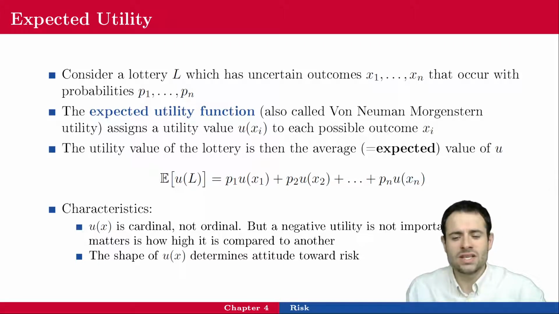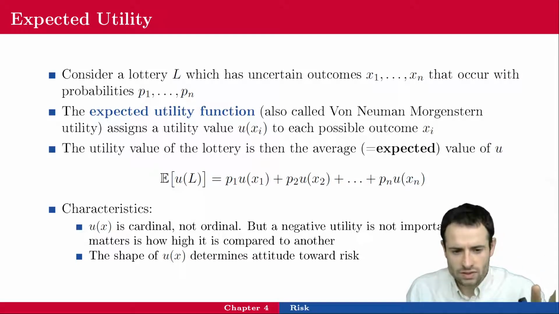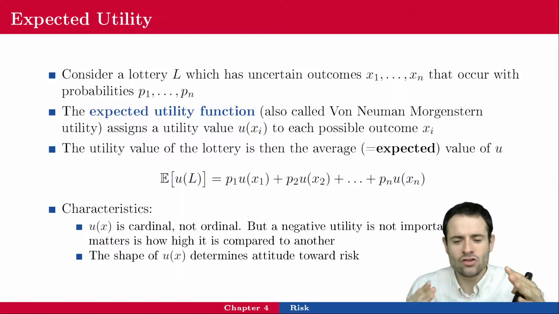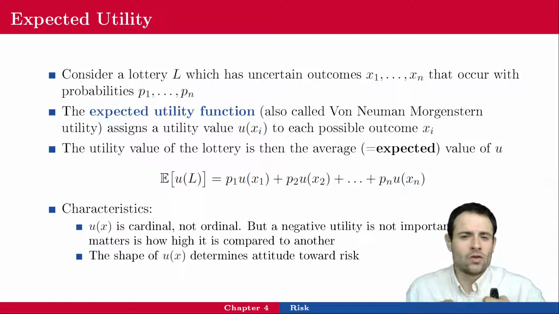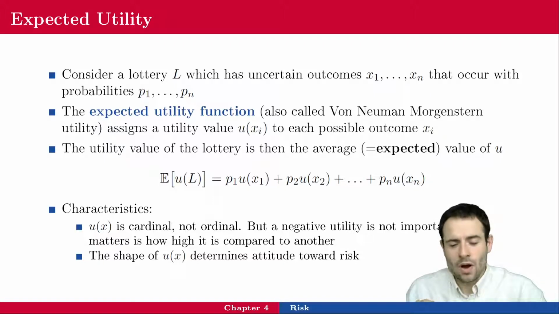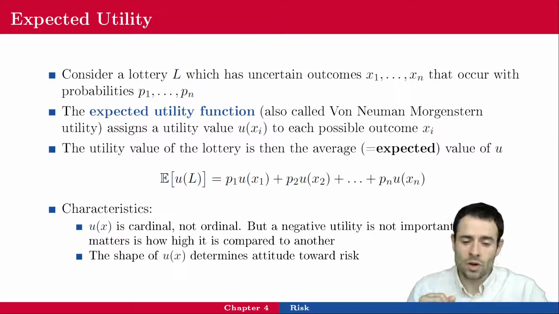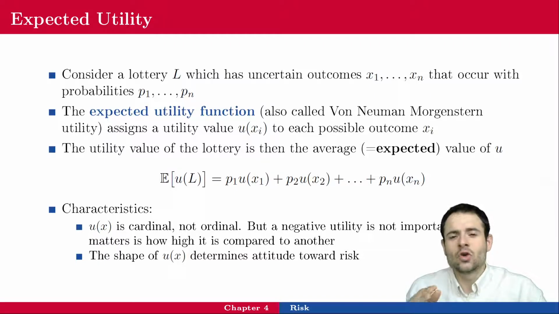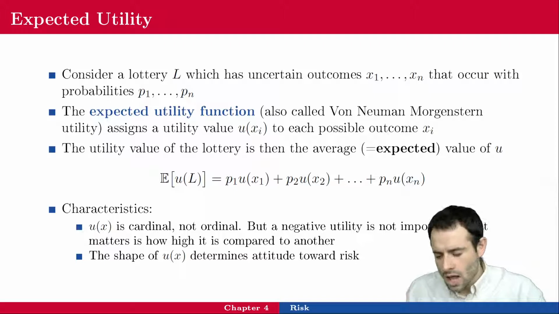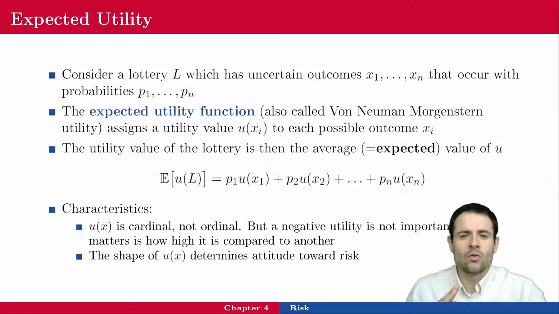Note that a negative utility is not important. What matters is how high a utility is compared to another. If the utility of drinking tea is equal to -1 and the utility of drinking coffee is equal to -2, then it doesn't matter. My utility from drinking tea is higher than my utility from drinking coffee. So don't really worry about the sign. Now, the shape of the utility function, so whether it's a Cobb-Douglas, quasi-linear, linear, and so on, will determine the attitude towards risk. It will tell you how likely a person is to accept or reject a gamble.